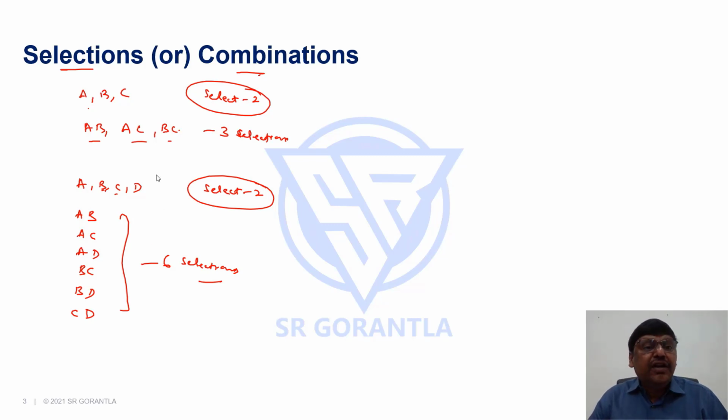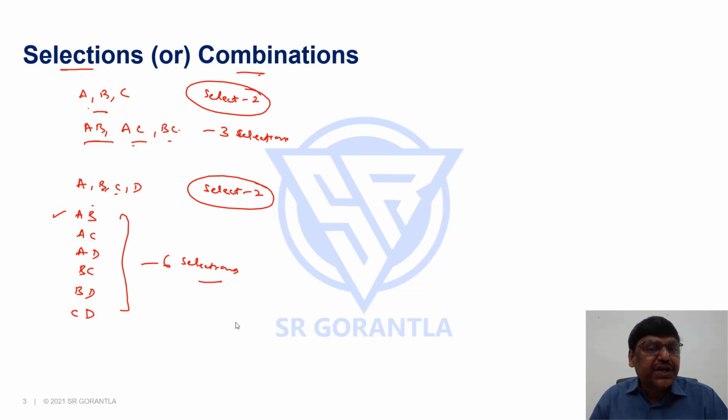But now we cannot afford to list like this. If it is 3 people or 4 people, we can afford to list out like this. If there are say 10 persons and if I want to select 3 people, we can't write all possible combinations.